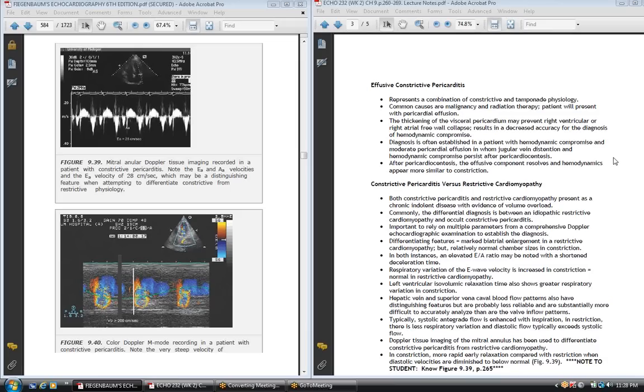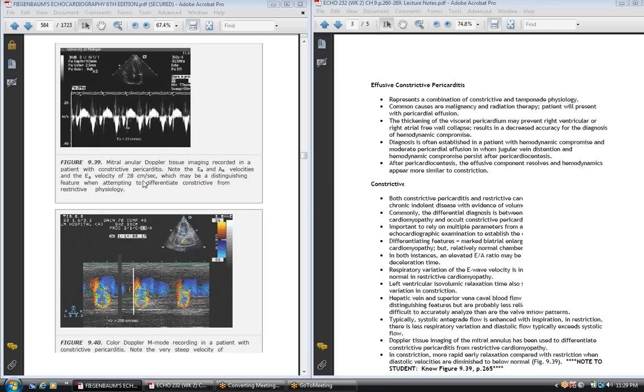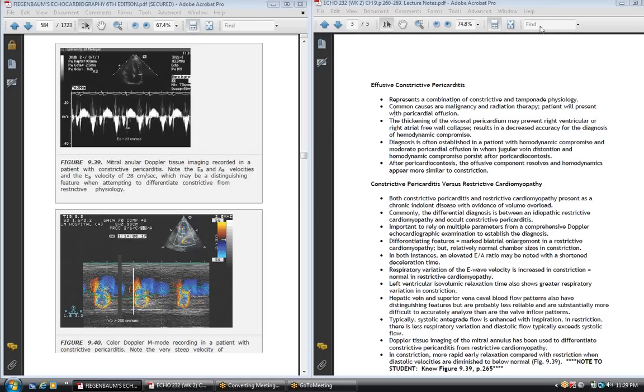Doppler tissue imaging of the mitral annulus has been used to differentiate constrictive pericarditis from restrictive cardiomyopathy. In constriction, there is more rapid early relaxation, compared with restriction, when diastolic velocities are diminished to below normal. So look over at figure 9-39 on the left-hand side. This is a tissue Doppler of the mitral annulus, the lateral wall in a patient with constrictive pericarditis.